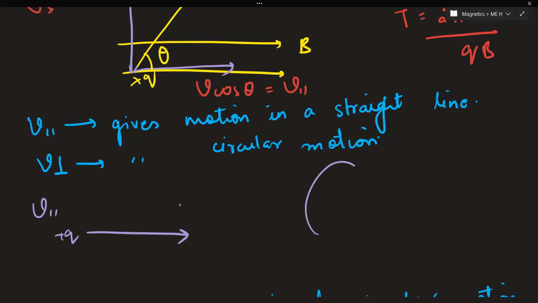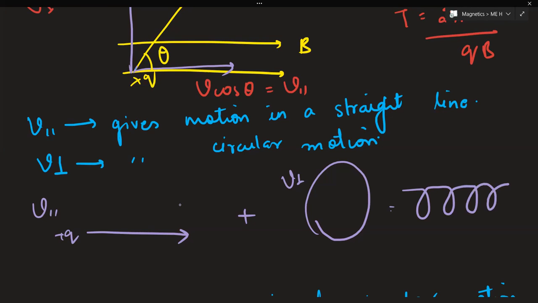And because of v perpendicular, this motion will occur. So if you combine both of these, it is moving forward also, and it is moving in a circle. Forward circle. This path is what we call a helix. This is known as a helix.